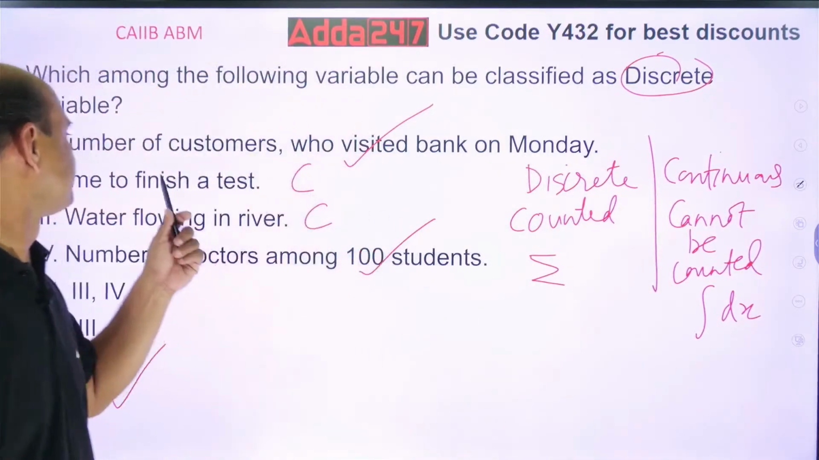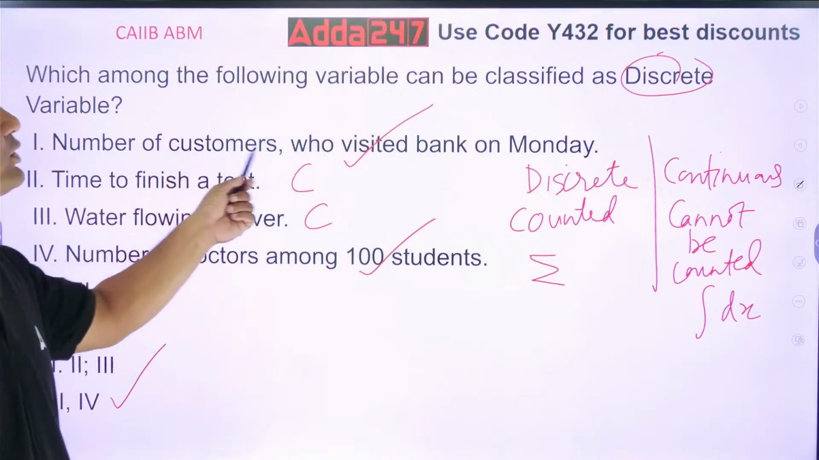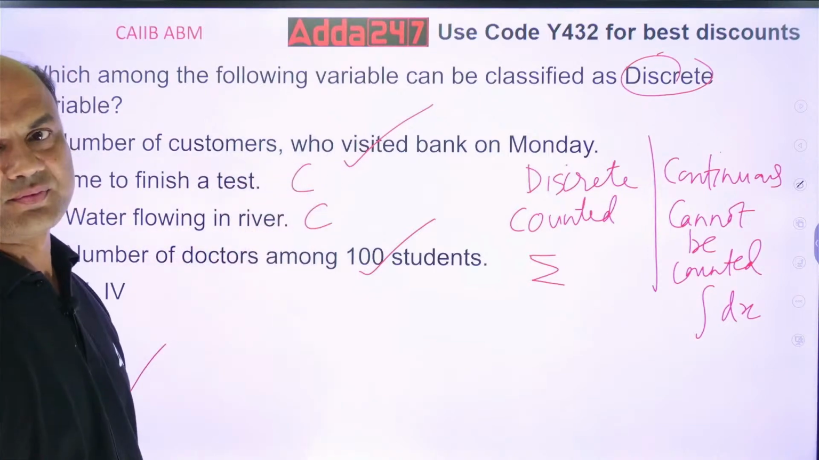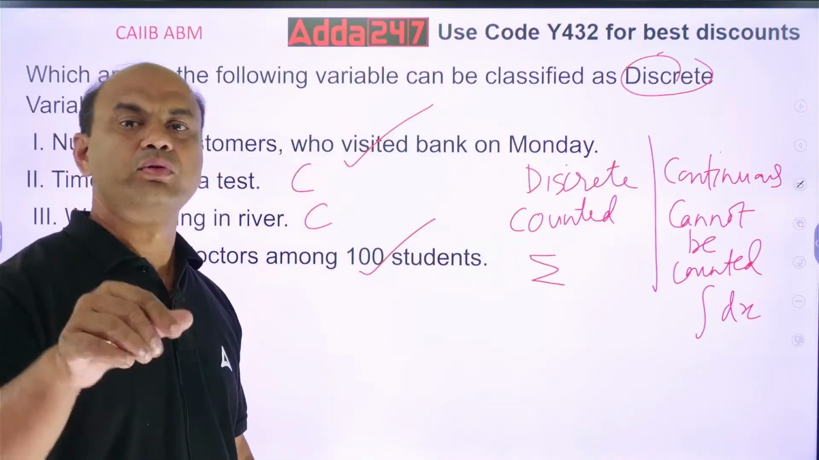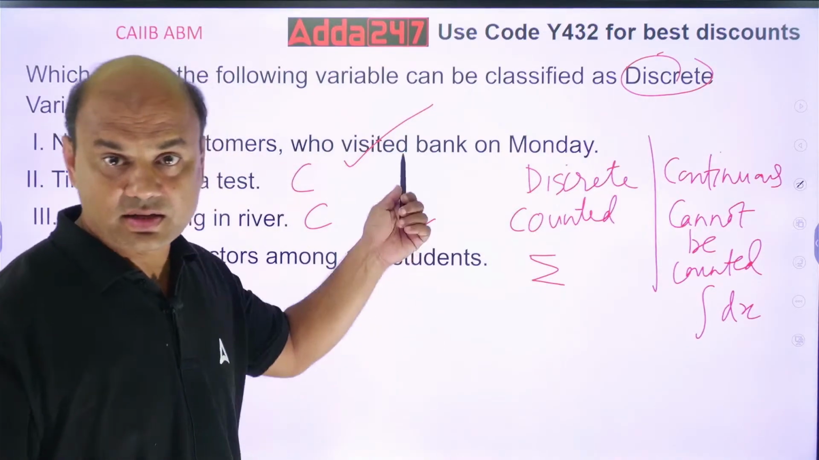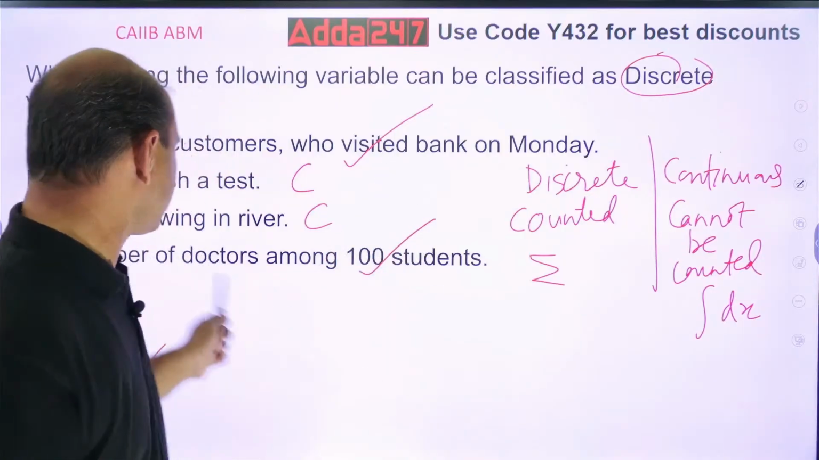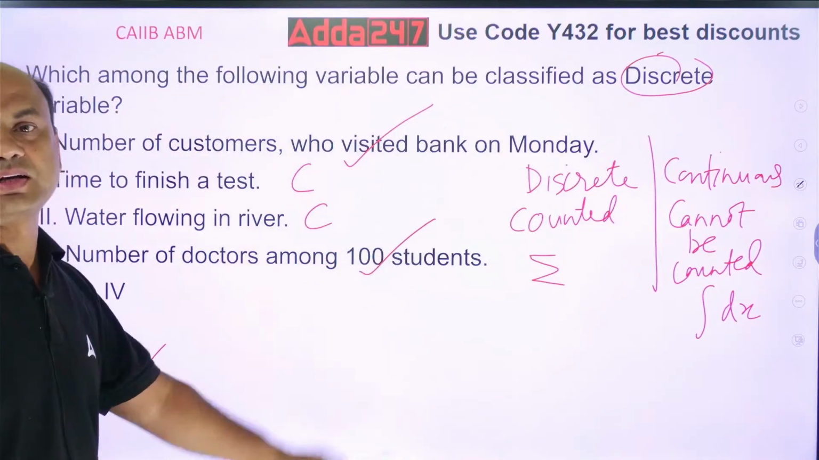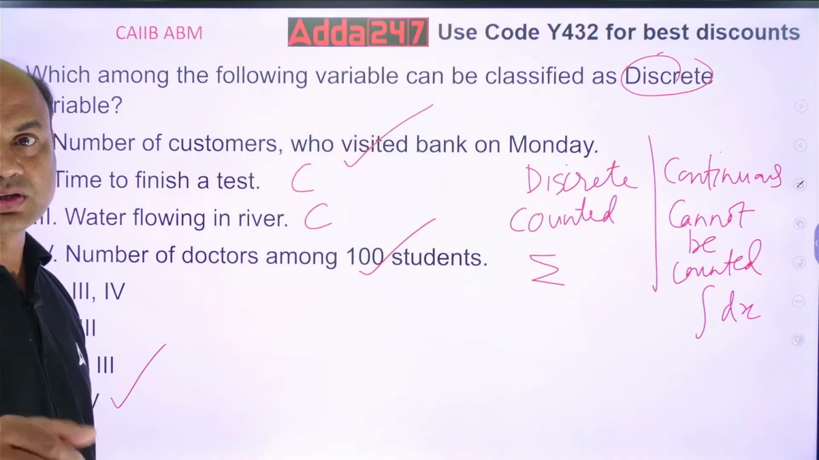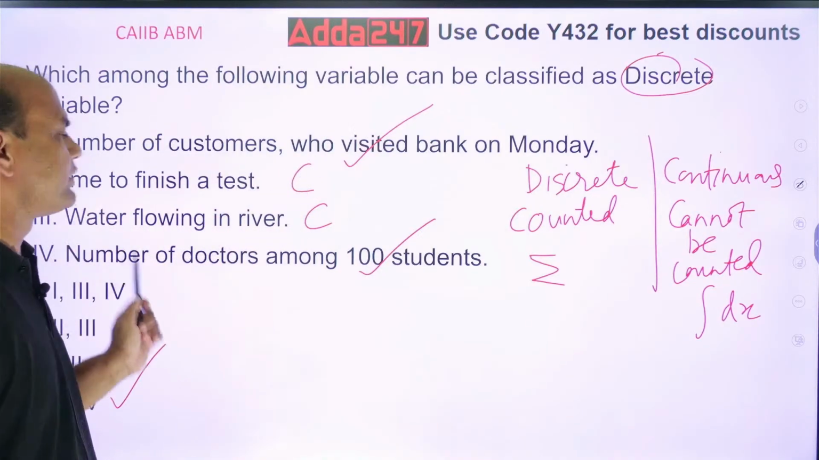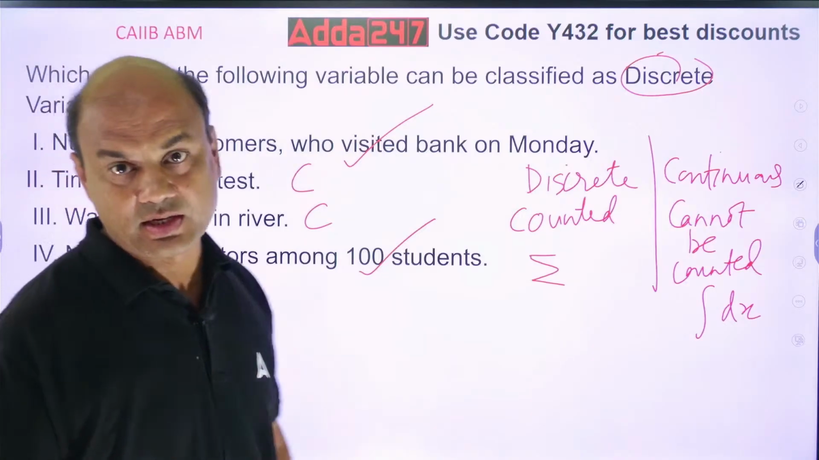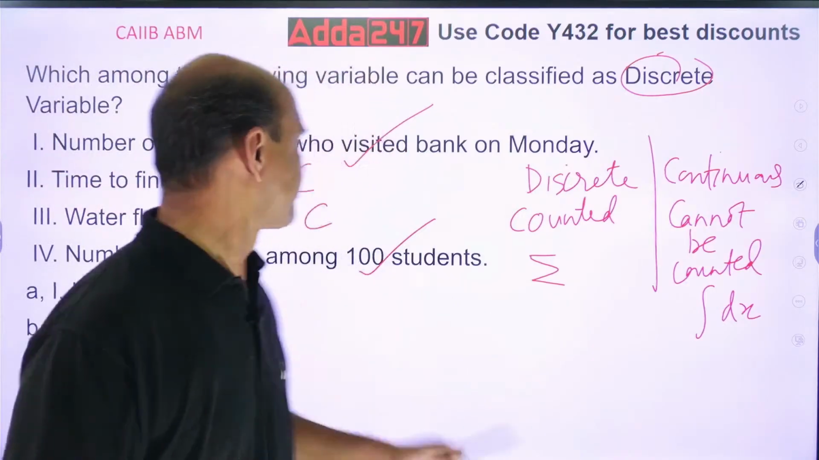Check this. Number of customers who visited the bank on Monday. So 1, 2, 3, 4. I can count, discrete. Fourth one, number of doctors among 100 students. I can count 1, 2, 3, 4, discrete. So the first and fourth are basically discrete. Now what about the second and third?